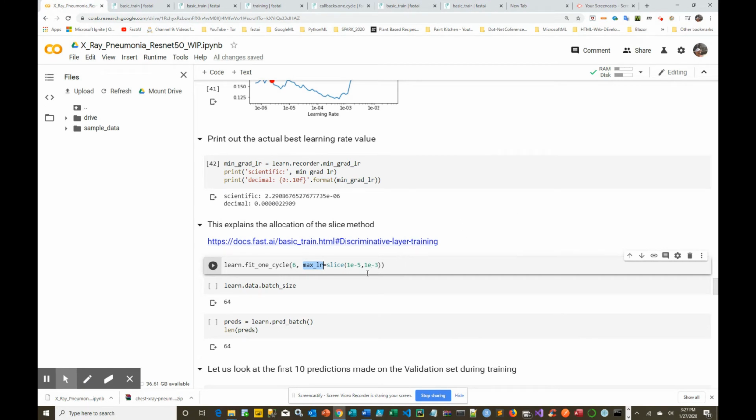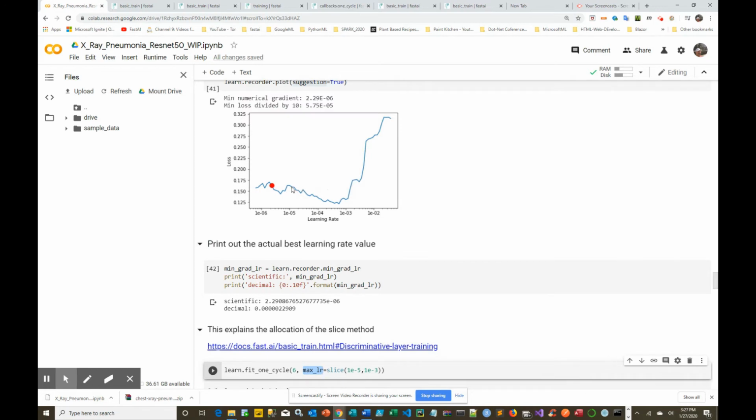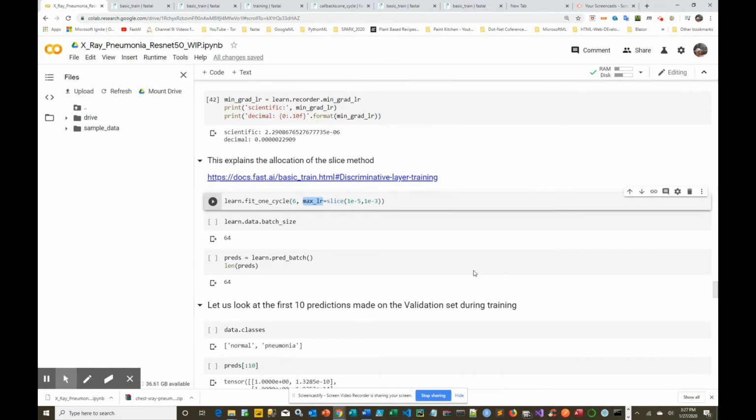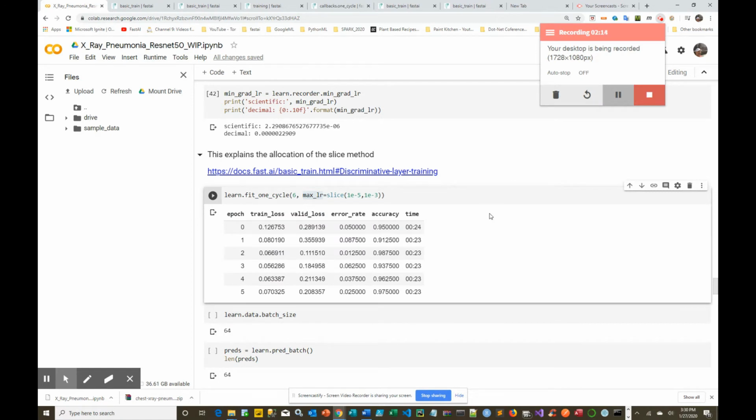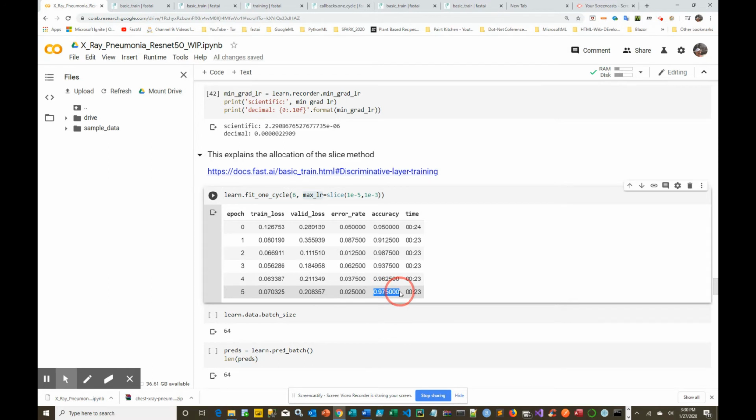So what I chose was 1e-5 up through 1e-3, and it would be this area here. So that's what I'm going to be using. I'm going to try to fit one cycle, 6 epochs. And I'll pause the video so you can see the result when it's done. Now it's done running through those 6 epochs, and I managed to get the accuracy up to 97.5%.